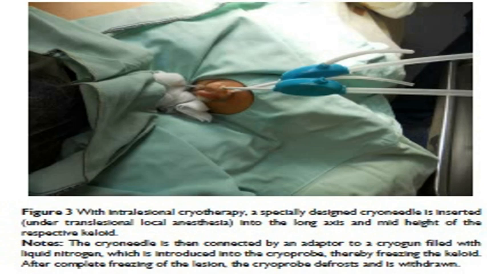Figure 3. With intralesional cryotherapy, a specially designed cryoneedle is inserted, under local anesthesia, into the long axis and mid-height of the respective keloid. The cryoneedle is then connected by an adapter to a cryogun filled with liquid nitrogen, which is introduced into the cryoprobe, thereby freezing the keloid. After complete freezing of the lesion, the cryoprobe defrosts and is withdrawn.